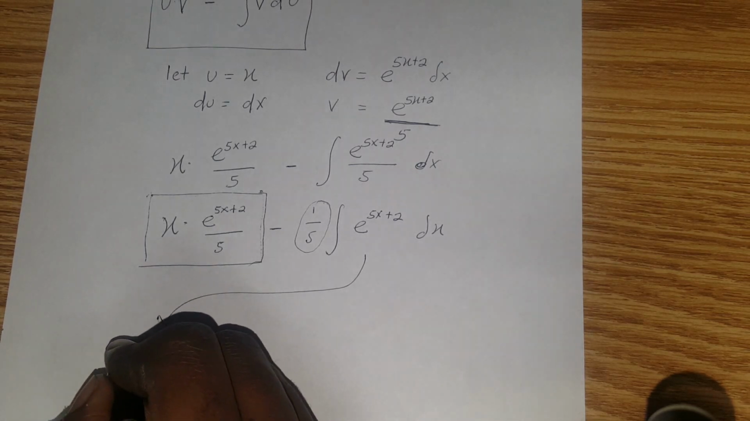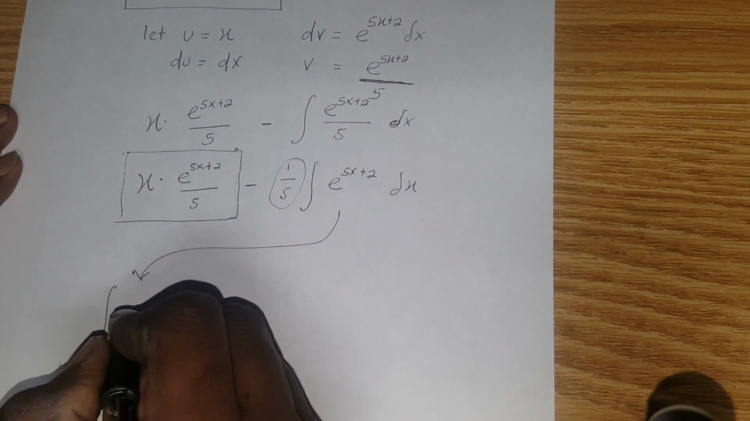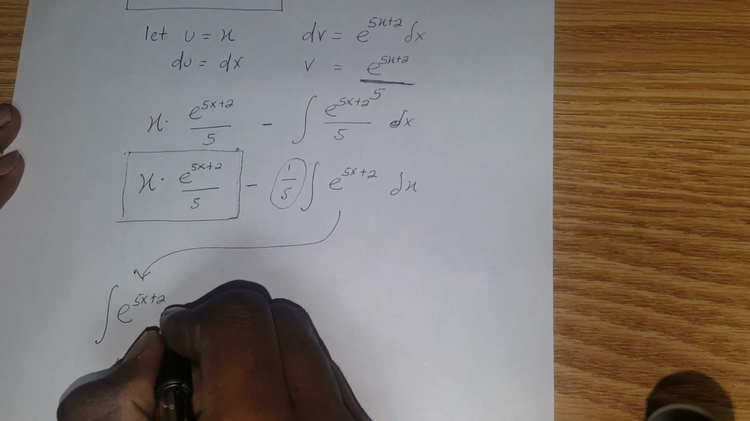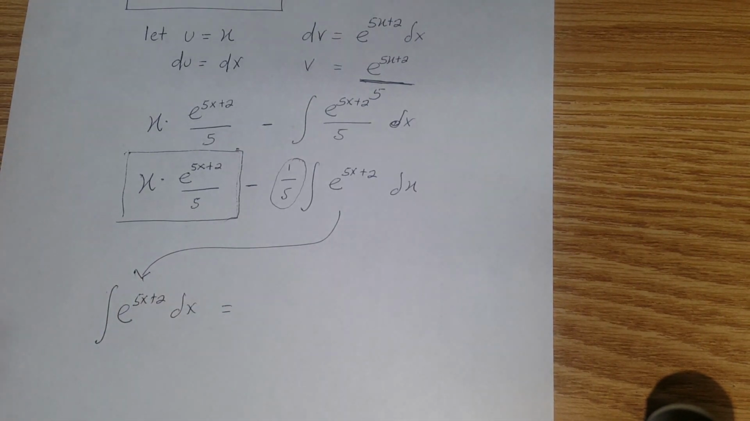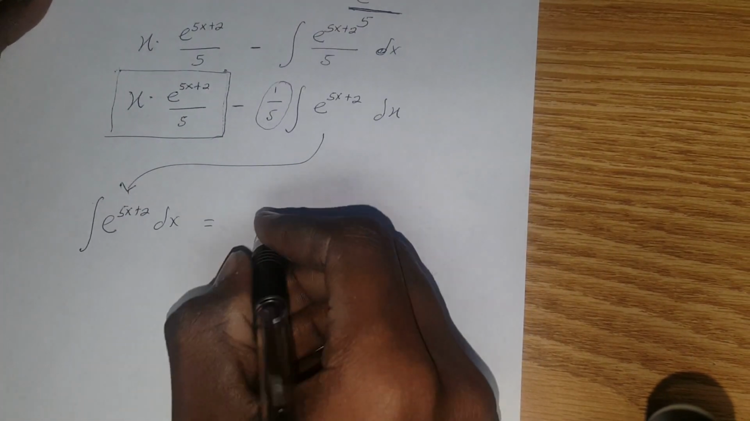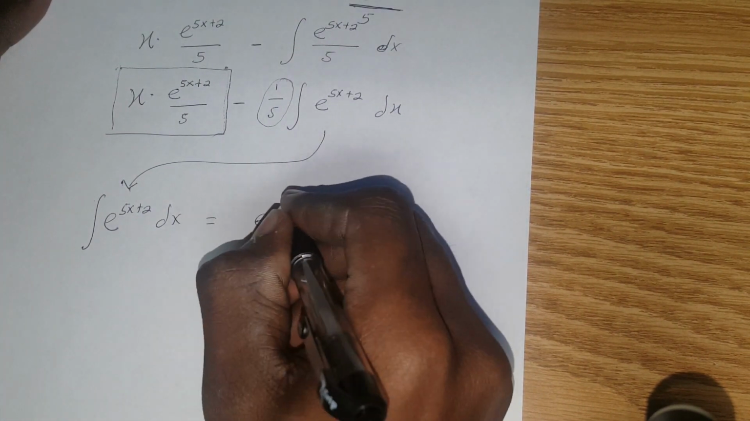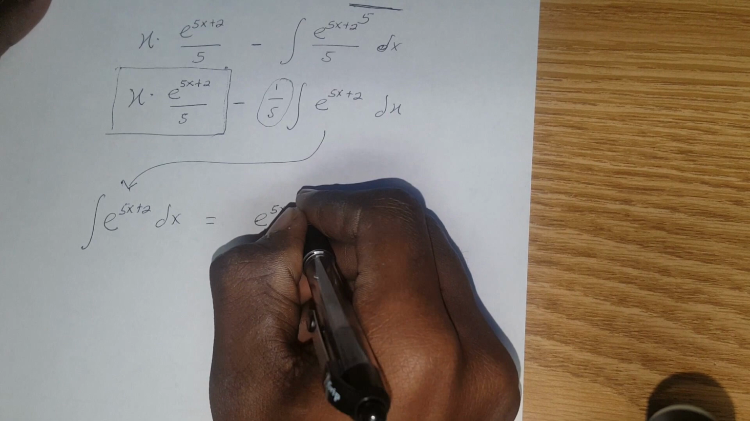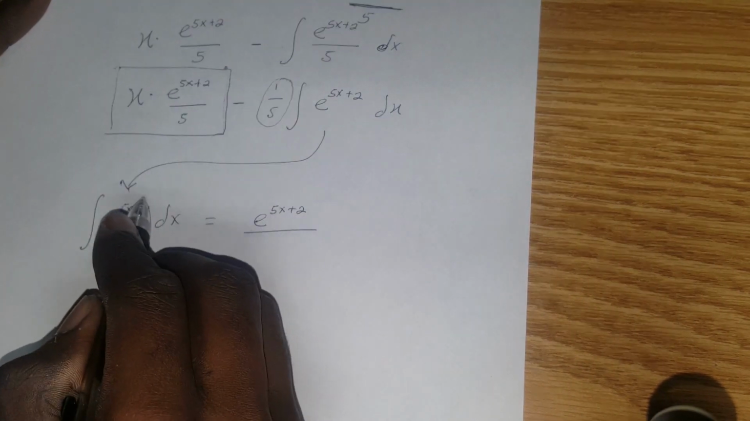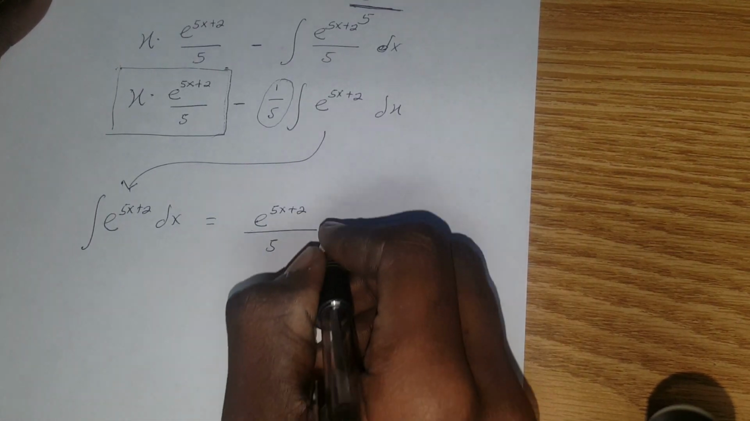So we write our integral to be e to the 5x plus 2 dx, and this is equal to, we know how to integrate e functions, which is e to the 5x plus 2. You repeat the same function, then you divide it by the differential of the exponent, which is 5. So we add our c to it.